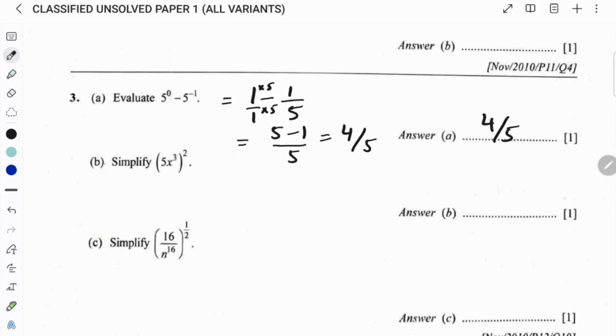Simplify (5x cubed) whole squared. It means 5 squared, x cubed and squared on it, so that will become 25x to the power 6.